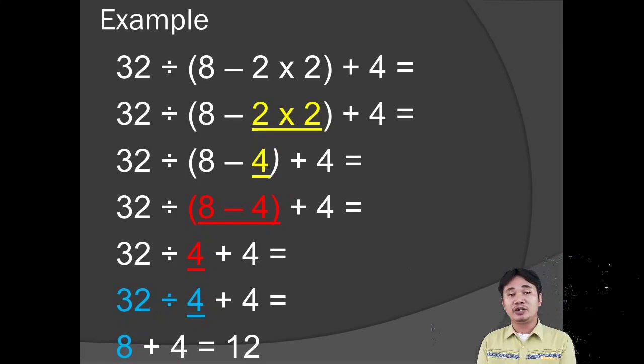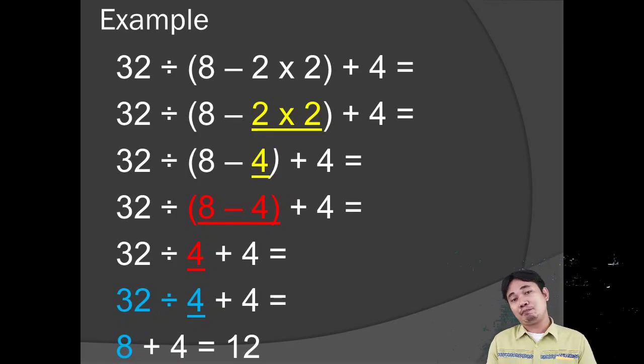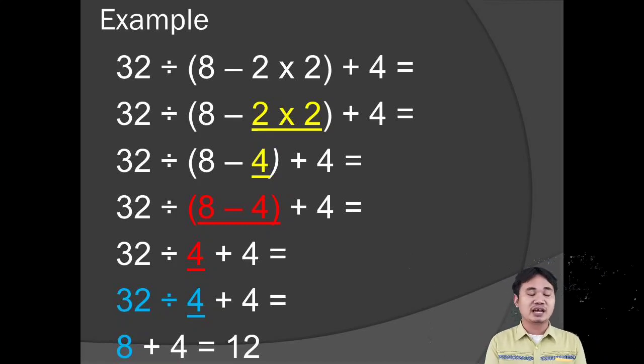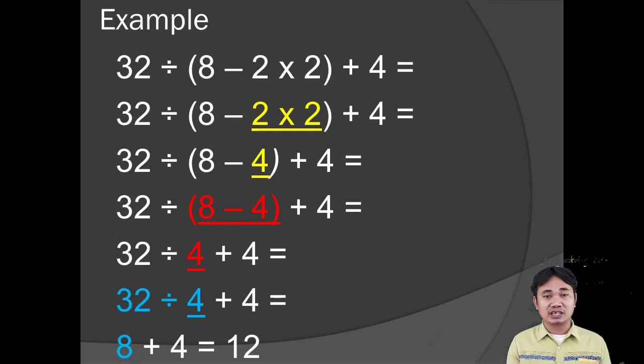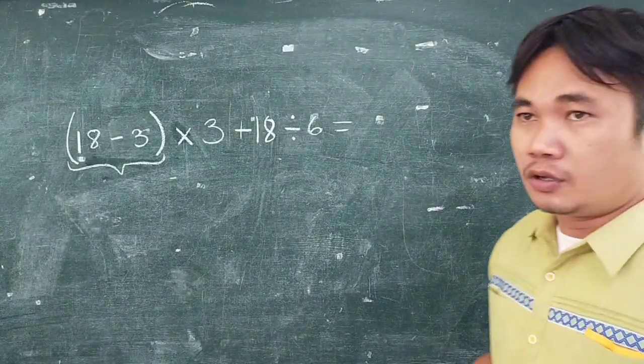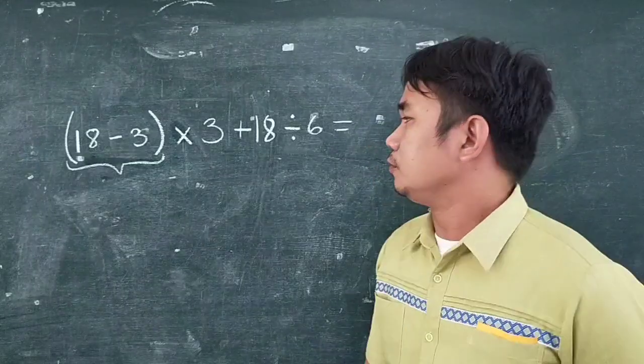So, let's start with division, kasi PEMDAS tayo or GEMDAS. So, 32 divided by 4. That is equal to 8. And plus 4, that is equal to 12. So your final answer is 12. Let's have a clear example for this in a blackboard. Okay, let's continue for this example.